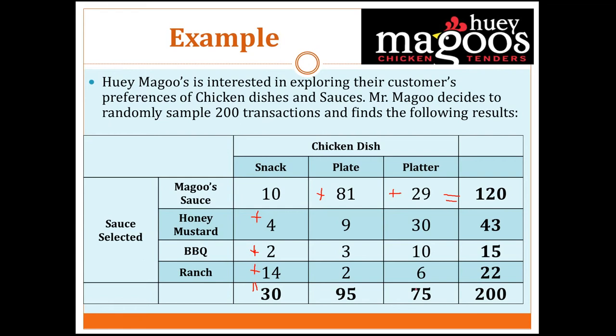And then when I add up the totals of those totals, so 30 plus 95 plus 75, I get 200. And 120 plus 43 plus 15 plus 22, I also get 200. And the problem even told me we sampled 200 transactions. So this number has to be 200. If you do the math right, you have to get the same as the total number of observations. Okay, and I would label that lowercase letter n because the problem explains it's a sample of his transactions. It's not all of them. So we're told lowercase letter n equals 200.